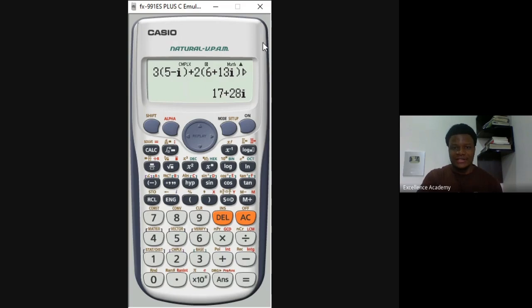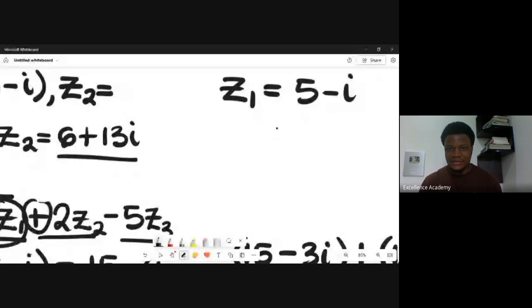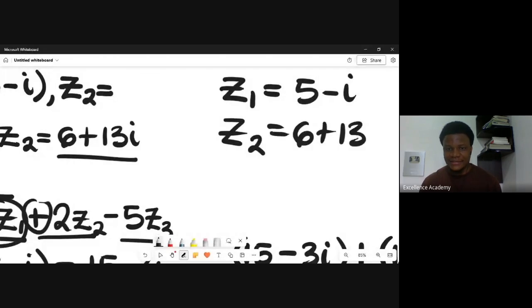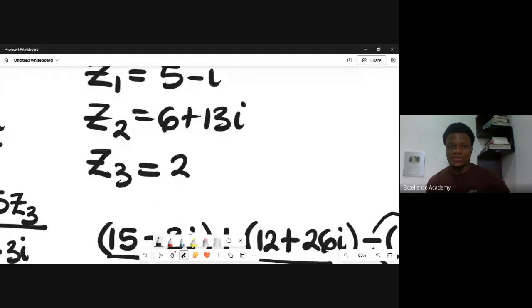Okay. All right, guys. So before we go, I want to give you a task. So let me give you a question here. Z1 should be equal to 5 minus i. Z2 should be the same value, that's 6 plus 13i. And then Z3. The value of Z3 should be 2 minus i. So 2 minus i.